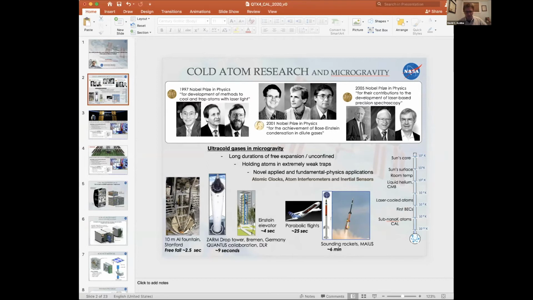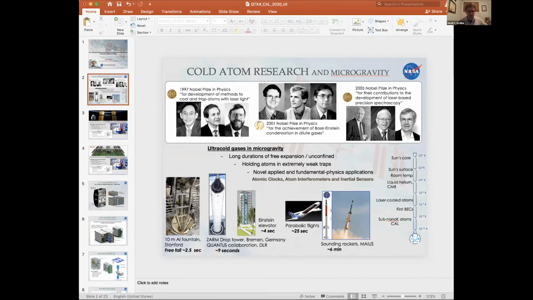There are Einstein elevators. There are smaller ones. I know Bremen, or there's also an Einstein elevator being built. This can get us 4 seconds or so. And some more dramatic efforts, the sounding rockets that Mayas demonstrated. We've got parabolic flights. These are getting us to the tens of seconds and even minutes with Mayas.